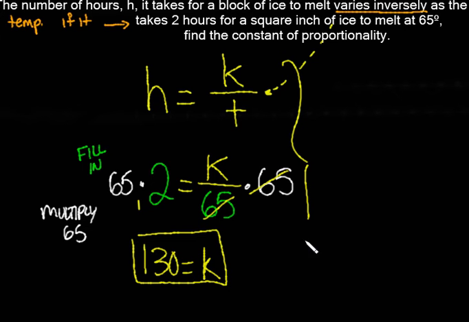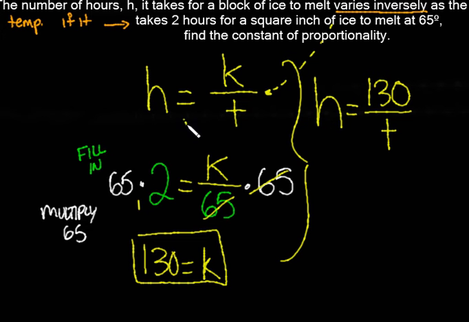So our equation is H equals 130 divided by the temperature. Whatever the temperature is, the hours will be 130 divided by it. If the temperature is 130, it'll take an hour to melt. If the temperature is 65, it takes 2 hours to melt. If the temperature was 13, it would take 10 hours to melt. We have our basic equation. You fill in what you know, you get what K is, and then you can write your equation.